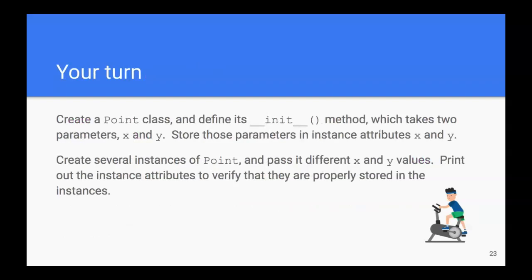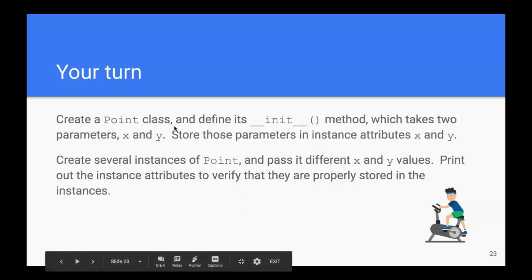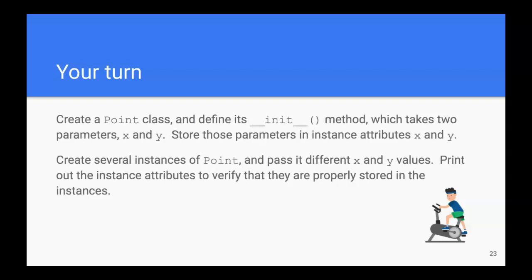Now it's your turn to write a little code. We tried this in the previous lecture, but now let's create a point class and define its dunder init method, which should take 2 parameters x and y. Then create two instance attributes x and y and store the parameters x and y into the attributes. Then you can create several objects or instances of point, giving x and y different numbers. Print out each one of them to make sure they are properly stored. All right, so pause the video and go ahead and give this a try.